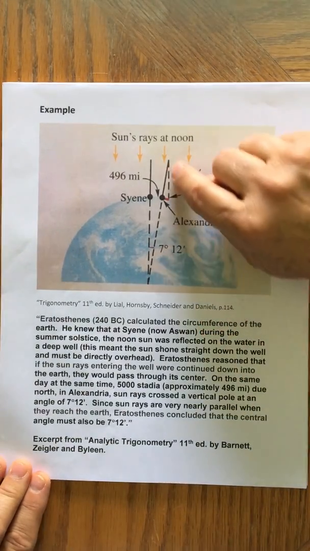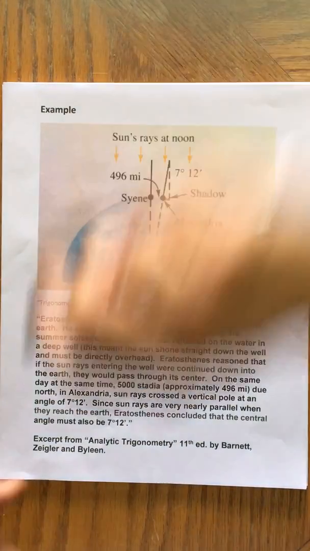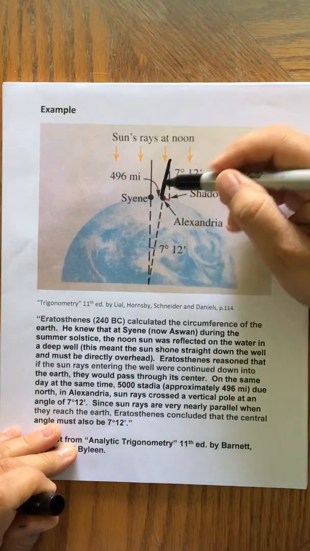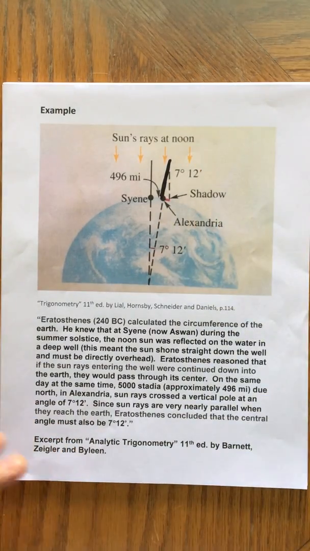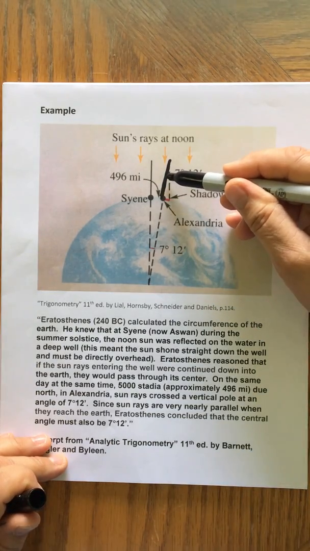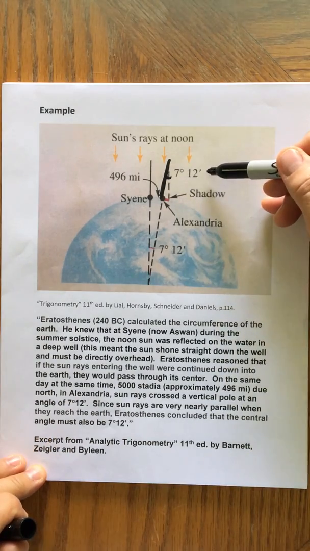So what you have then is this pole right here. You have this pole right there, right? And then it's casting a shadow. You can measure this distance, right? The shadow is easy to measure, it's on the ground. And you know the height of the pole, so therefore you can figure out what this angle is. And this angle is 7 degrees and 12 minutes.